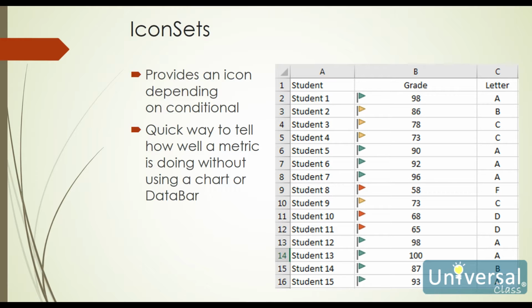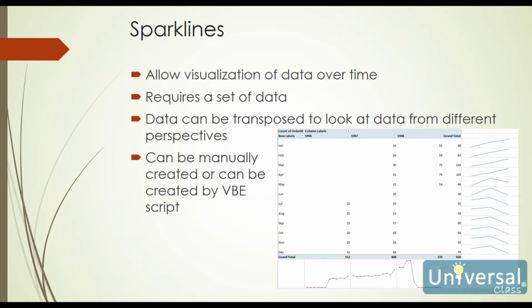So I can look at that 98, okay, that's a good score, so that's green. And then I can look at the 58 and the 68 and the 65 listed down there, and those are red. Well, hey, that's a problem. The system is going to automatically figure out which icon each value should receive based on the highest and lowest score.